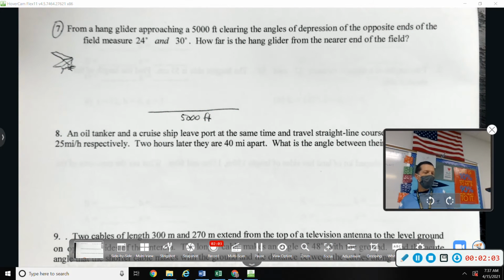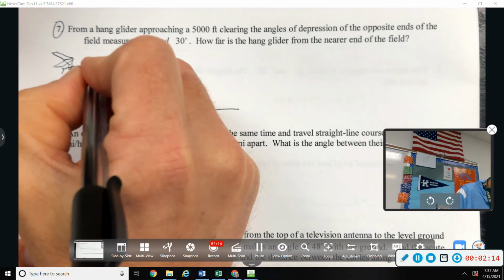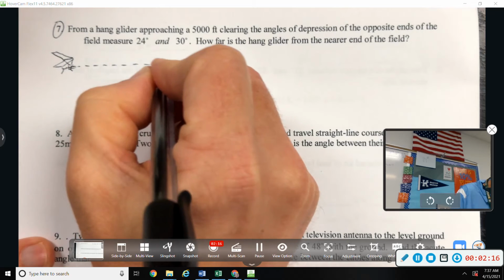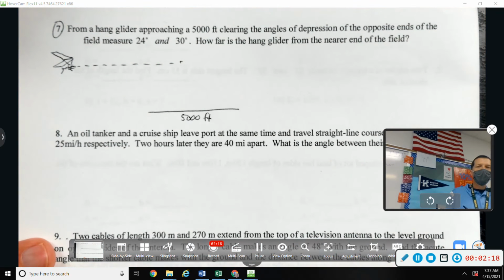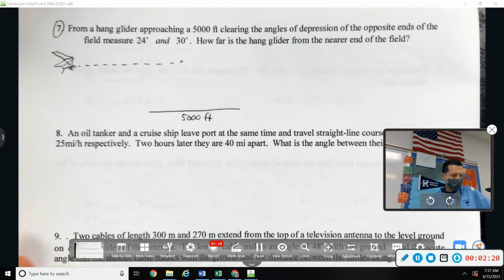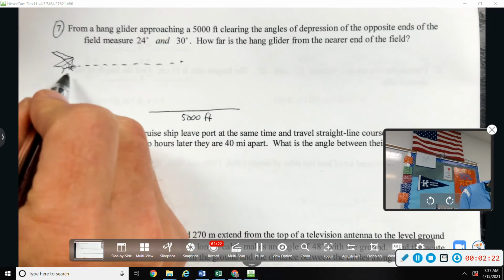The angles of depression. So we've done angle of elevation. That's when you're standing on the ground and looking up. Angle of depression, well, that would be you're up in the air and looking down. So if you look straight out, that would be no depression. But he's got to look down to see this clearing, the landing strip, I guess.